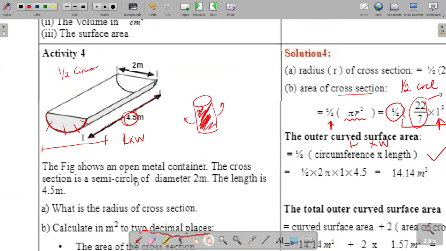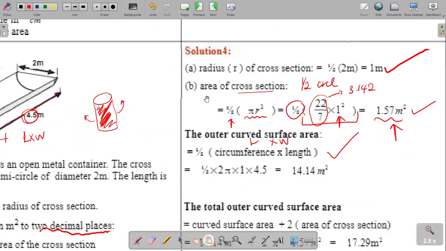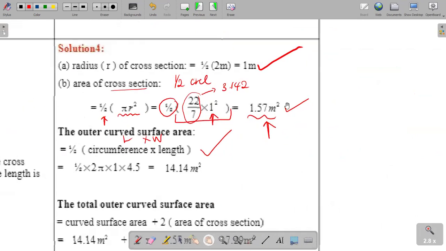So what do we need to find? We already found the face. Do we need to go find the face for the back again? No, because the face and the back is the same thing. Do you agree? So you just have to find the cross section, which we did earlier, and then multiply it by 2.